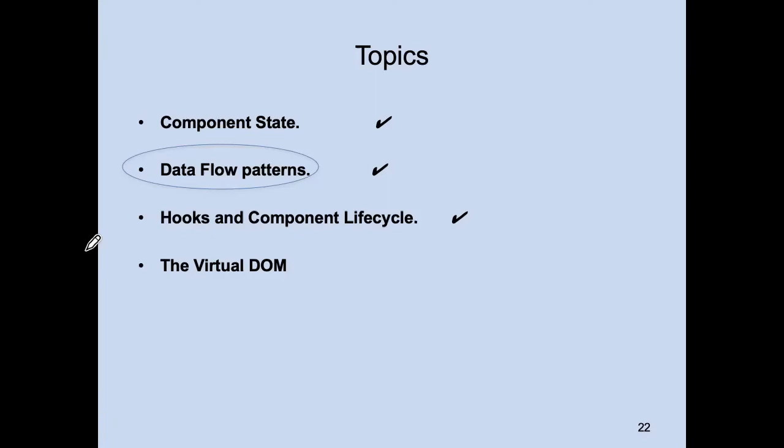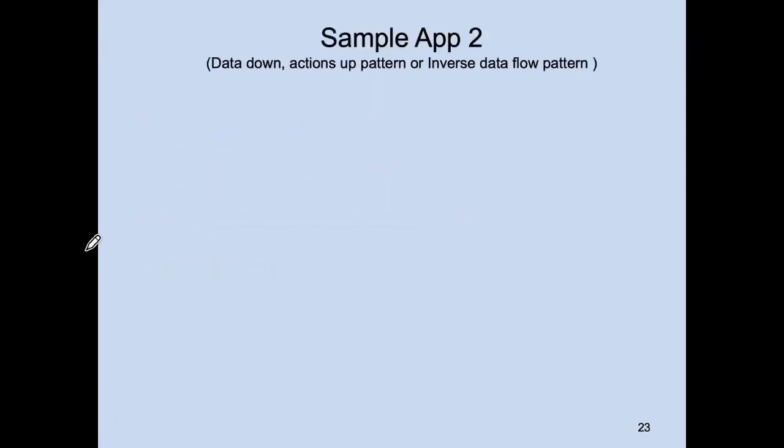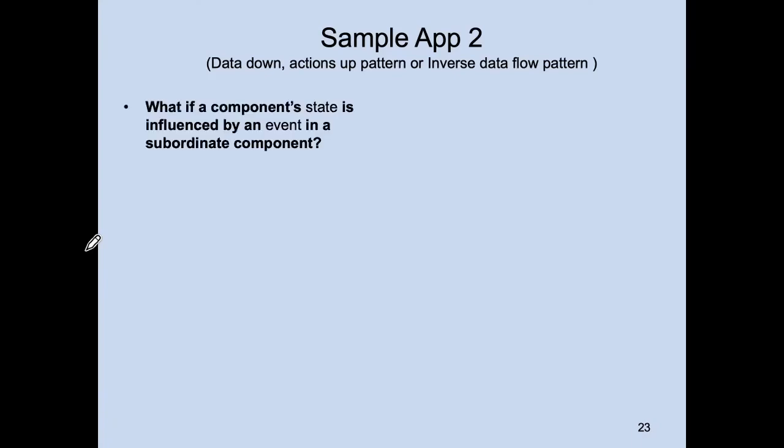Now, back to data flow. I said that data flows in one direction, and that is true. There is a second kind of data flow pattern, although it seems to contradict the unidirectional idea, but it doesn't really. The second data flow pattern has two names. It's called data down, action up. It's also called the inverse data flow pattern. I don't like the second name. Data down, action up is more true to what it actually represents.